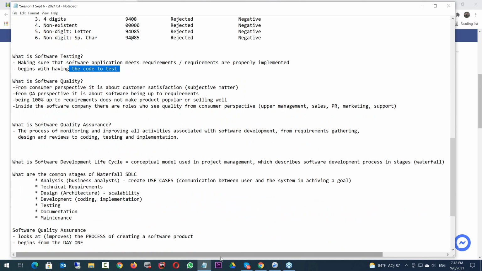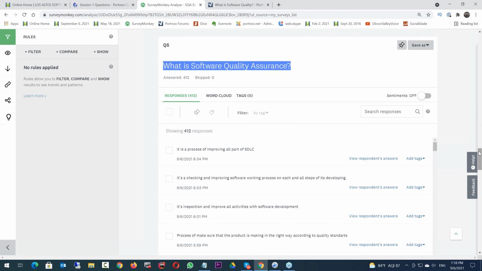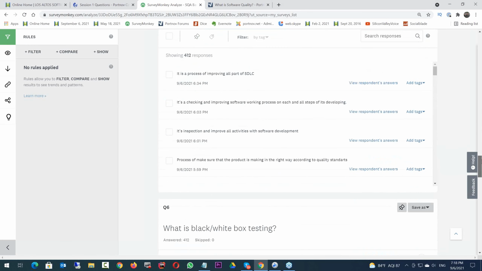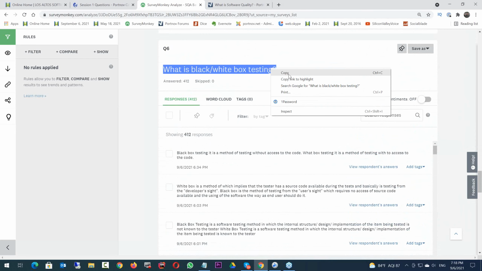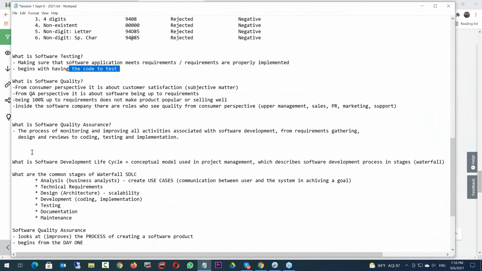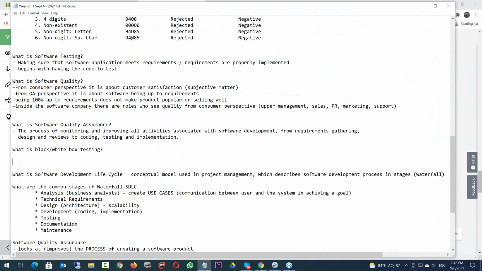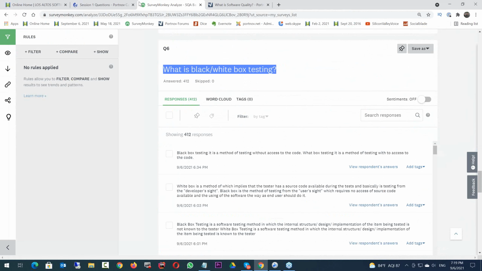What is software development lifecycle? That is a big concept. We have a very good definition for you. But we have black box testing and white box testing first. Let's start with black box and white box. We will not skip. We are doing a nice file with notes, black box and white box. And I believe we have the answer here.